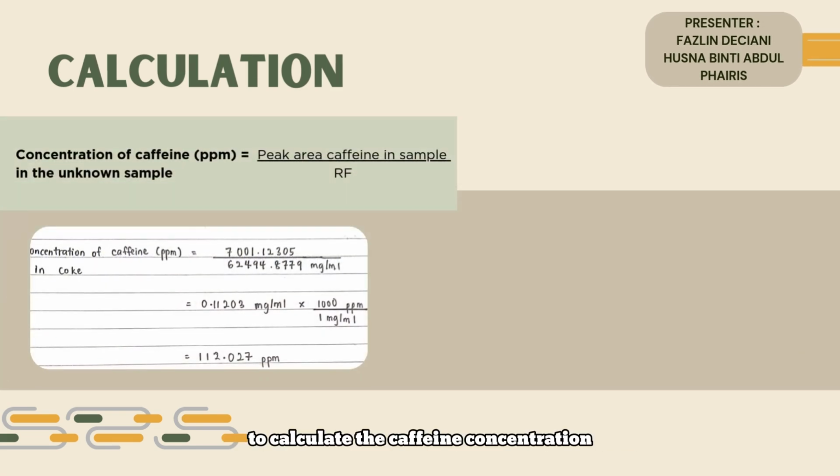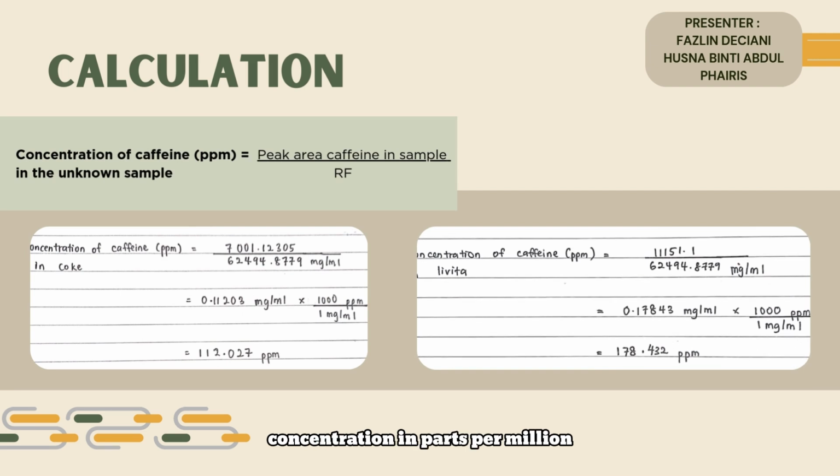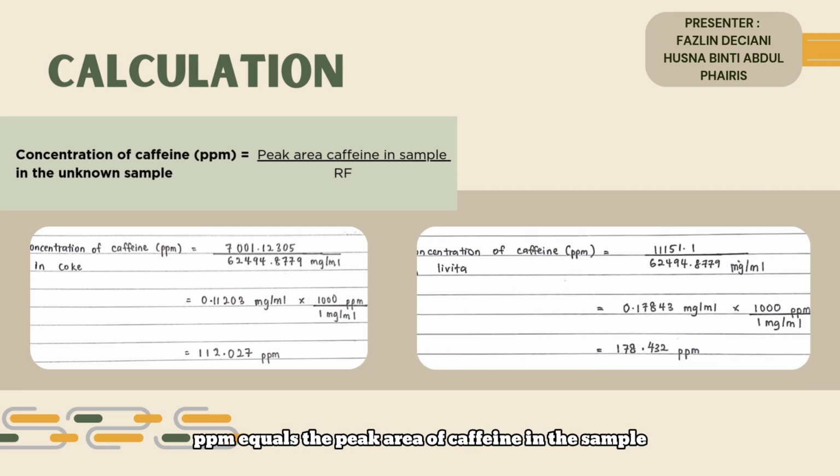To calculate the caffeine concentration, we will use this formula. Concentration in parts per million (ppm) equals the peak area of caffeine in the sample divided by the response factor. Let's start with Coke. We have a peak area of 7001.12. Substituting this value and the response factor into the formula, we get the answer of 0.1119 mg/ml. To express this in ppm, we multiply by 1000 ppm over mg/ml, resulting in a caffeine concentration of approximately 112.027 ppm in Coke.